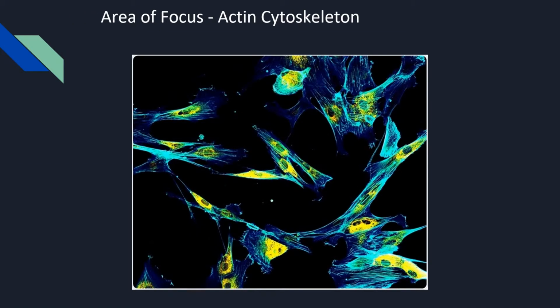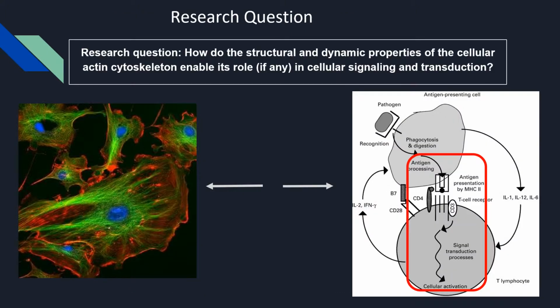The focus of this video is specifically on actin. To carry out its cellular functions, the actin cytoskeleton is regulated by actin binding proteins, which orchestrate different functions, allowing the actin cytoskeleton to change its own physical properties. Because the cytoskeleton is so multifunctional, dynamic, and specific, it has been suggested that it may play a role in receptor signaling processes. Our research question is, how do the structural and dynamic properties of the cellular actin cytoskeleton enable its role, if any, in cellular signaling and transduction?